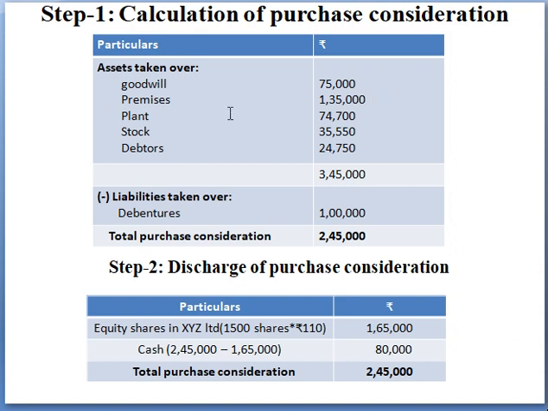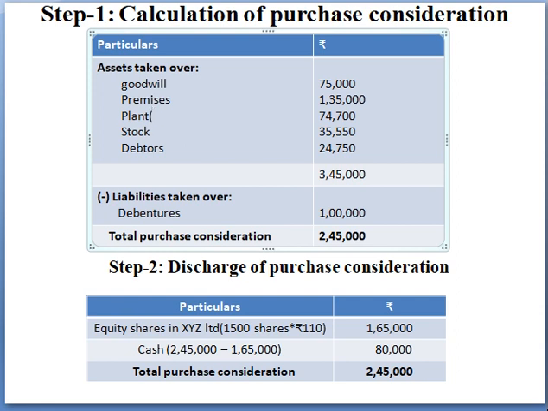And next is plant, so calculate at less than 10%, right? See what is the plant value given. So plant is 83,000, right? See here, plant is 83,000 minus 10% in the sense you will get 8,300. When you do that, your amount will be 74,700. Similarly, calculate for stock and debtors. Now add all these assets, you will get 3,45,000. All these are the assets taken over.